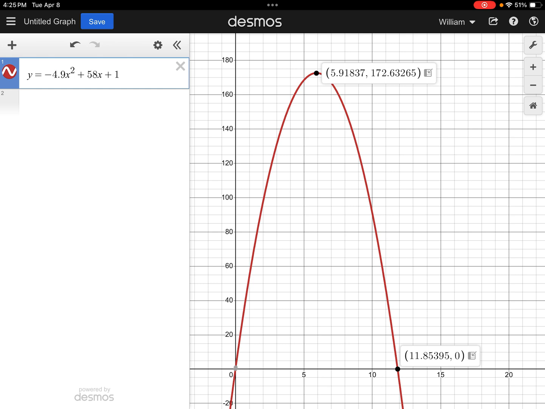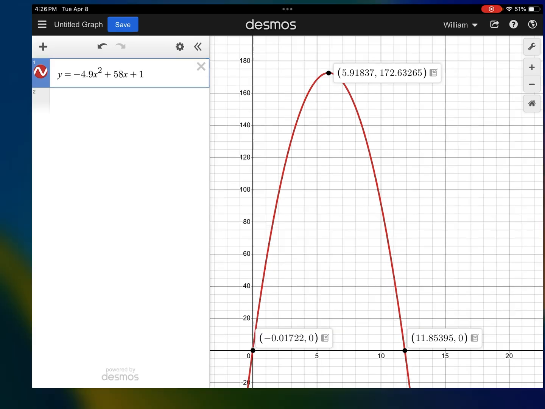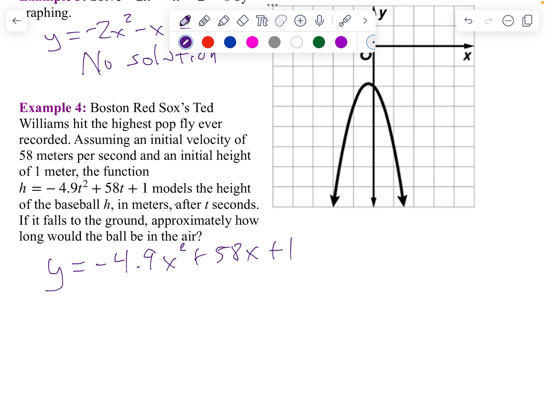And remember, there's actually an x-intercept of negative 0.02, but that doesn't make sense in the context of this problem, does it? The parabola crosses at negative 0.02, but he didn't hit the baseball until time 0. So we're just going to say, if it falls to the ground, how long was it in the air? It was in the air about 11.9 seconds.